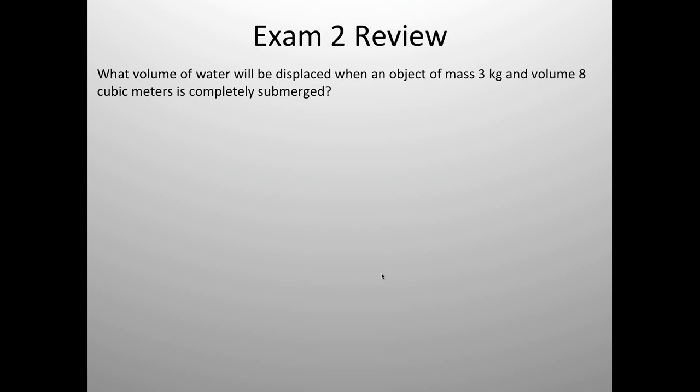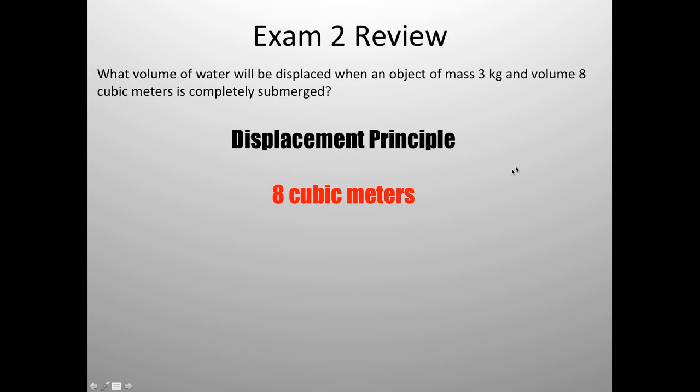All right, what volume of water will be displaced when an object of mass of 3 kilograms and a volume of 8 cubic meters is completely submerged? Here, this has to do with the displacement principle. The displacement principle says that whenever an object is completely submerged, the volume of water displaced is equal to the volume of the object. So if the volume of this object was 8 cubic meters, then the amount of water that's displaced is also 8 cubic meters. This mass in here is just given as extra information. You don't have to worry about the mass.